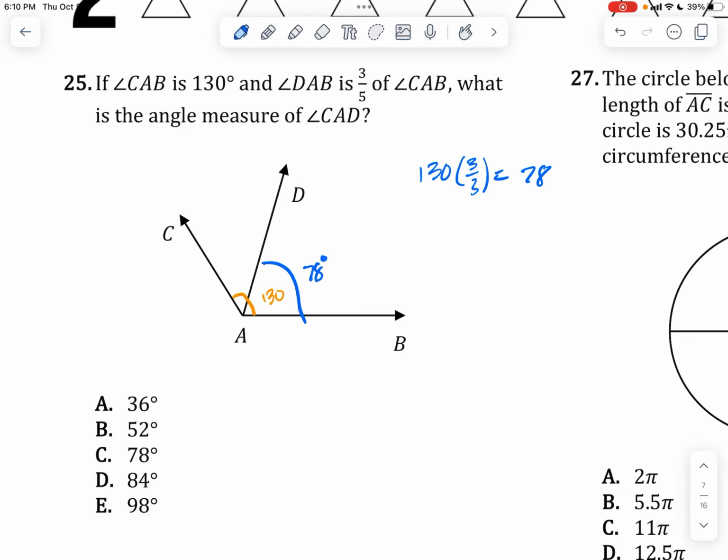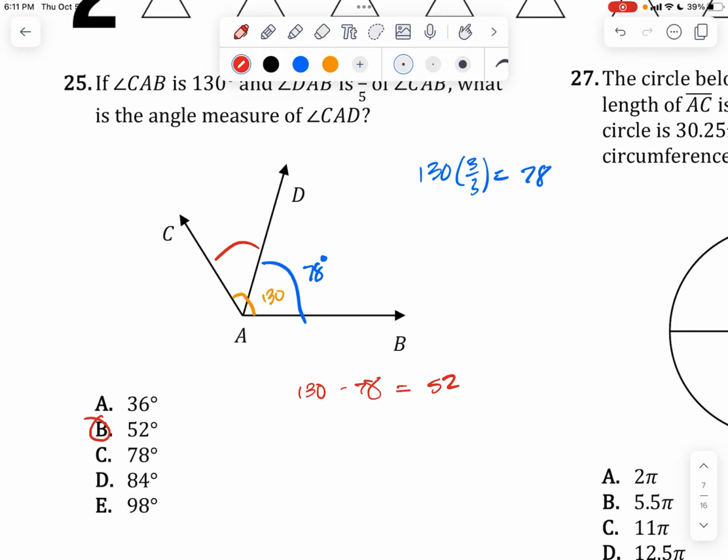What is the angle measure of CAD? So CAD is just going to be right here. It's really just whatever's left. So 130 minus 78 is going to give you what's left, right? And that is going to be equal to 52. Quite simple. It's just a matter of this angle plus this one equals the total.